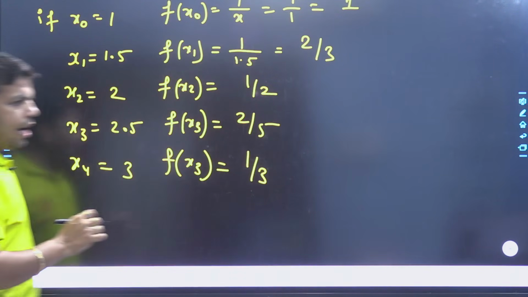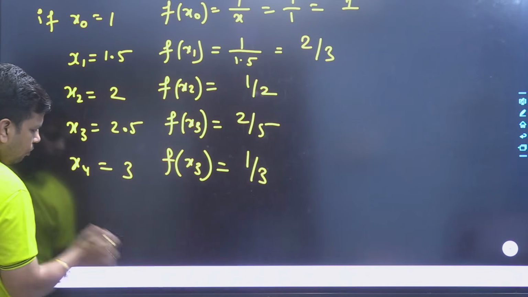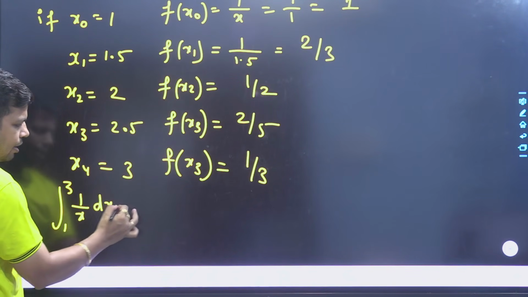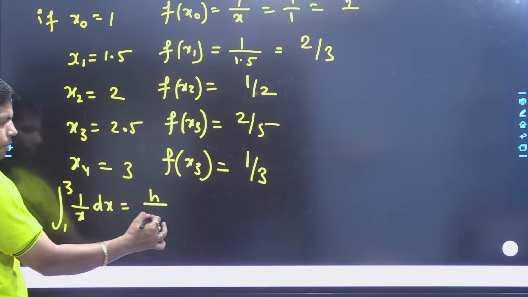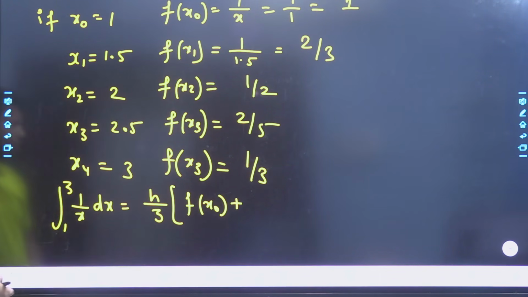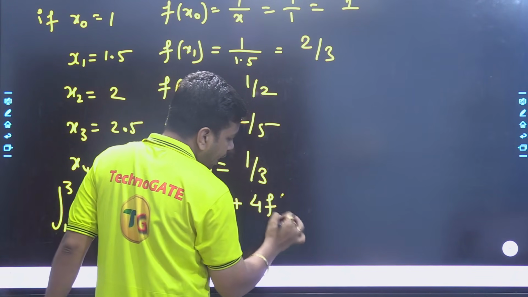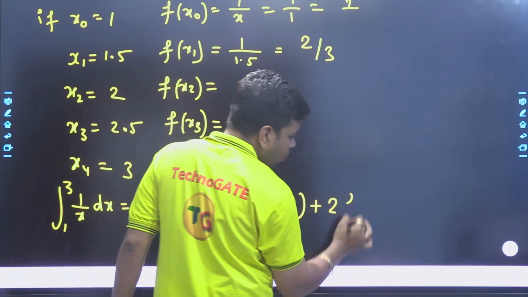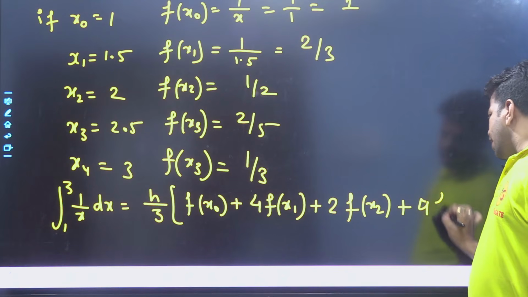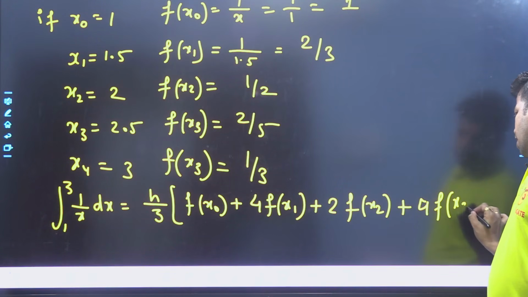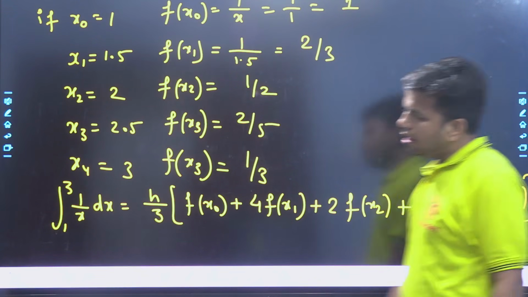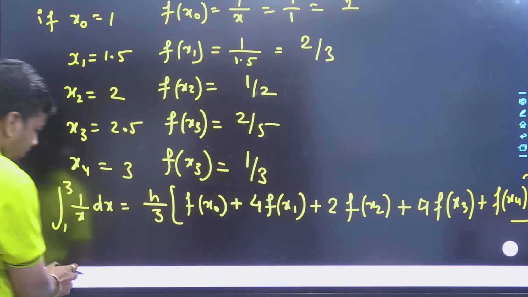Let's see. I will write the equation here. The integral from 1 to 3 of 1 by x dx. The equation becomes h by 3 times f(x0) plus 4 f(x1) plus 2 f(x2) plus 4 f(x3), and f(x4) is the last point, so plus f(x4). Now just put in all the values and you can find your answer.